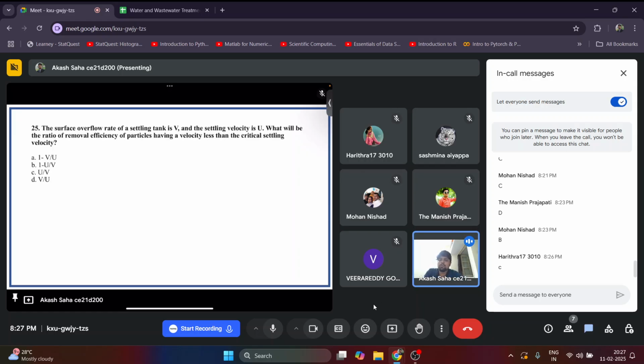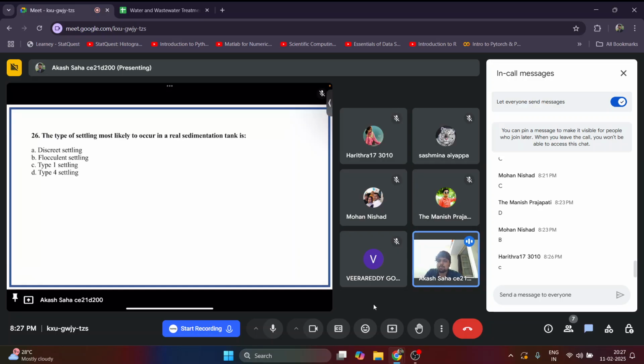If the surface overflow rate of a settling tank is V and settling velocity is U, what will be the ratio of removal efficiency for particles having a velocity less than the critical velocity? We have seen this, so it's just a repeated question. It will basically be U by V, settling velocity divided by the overflow rate. Okay, so just make a note of it.